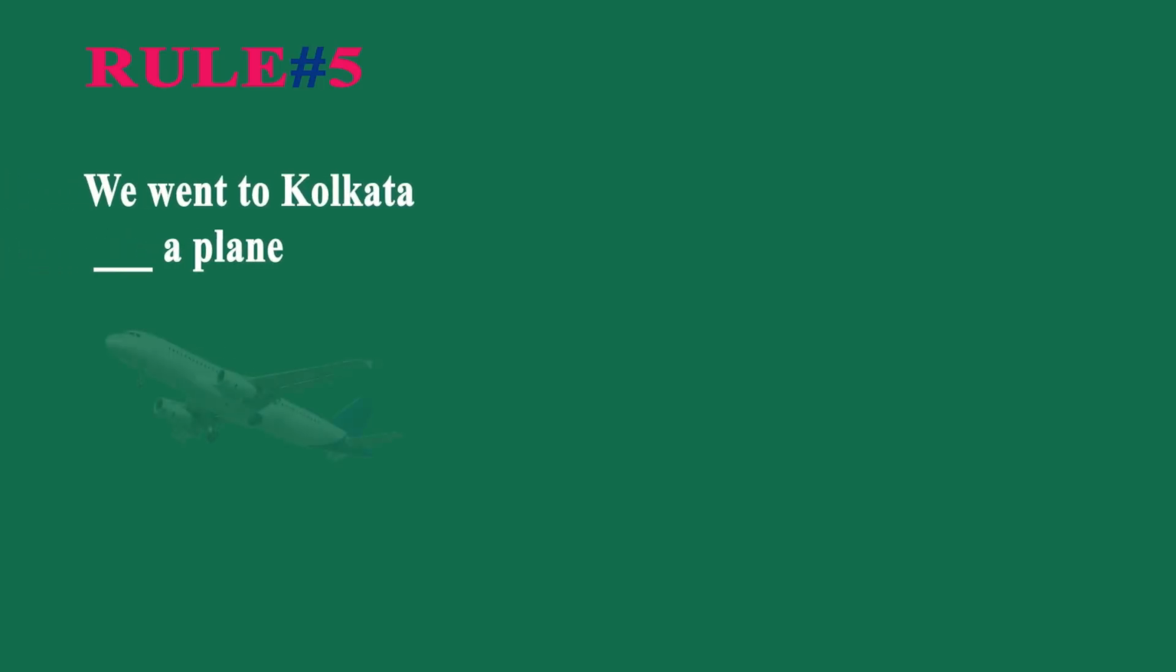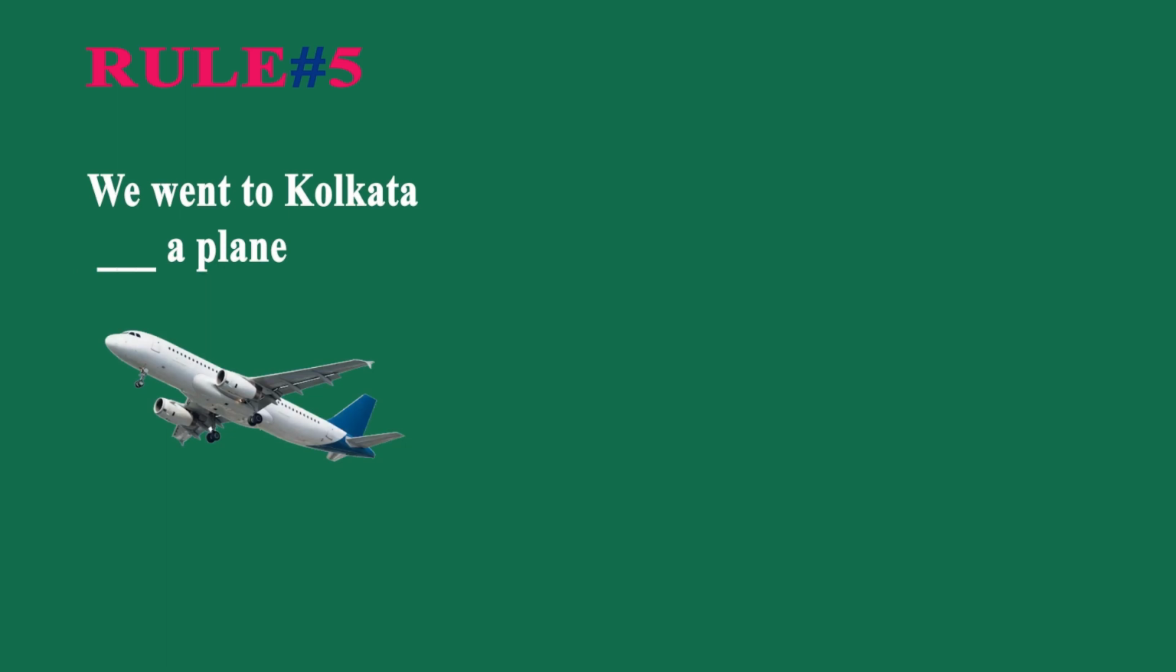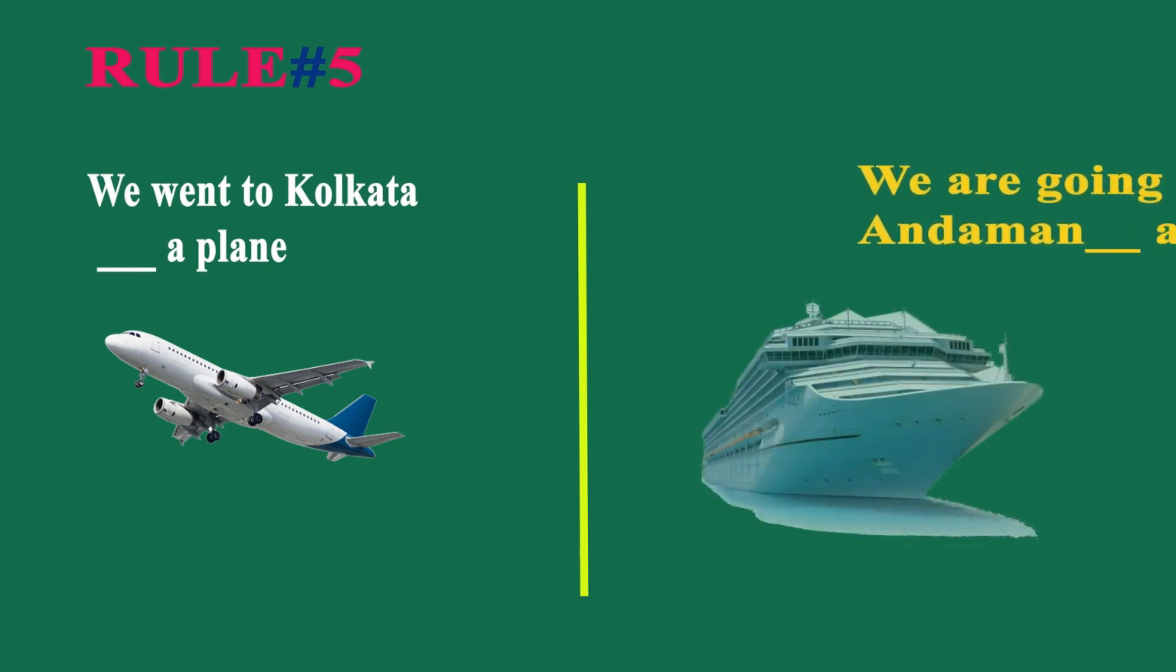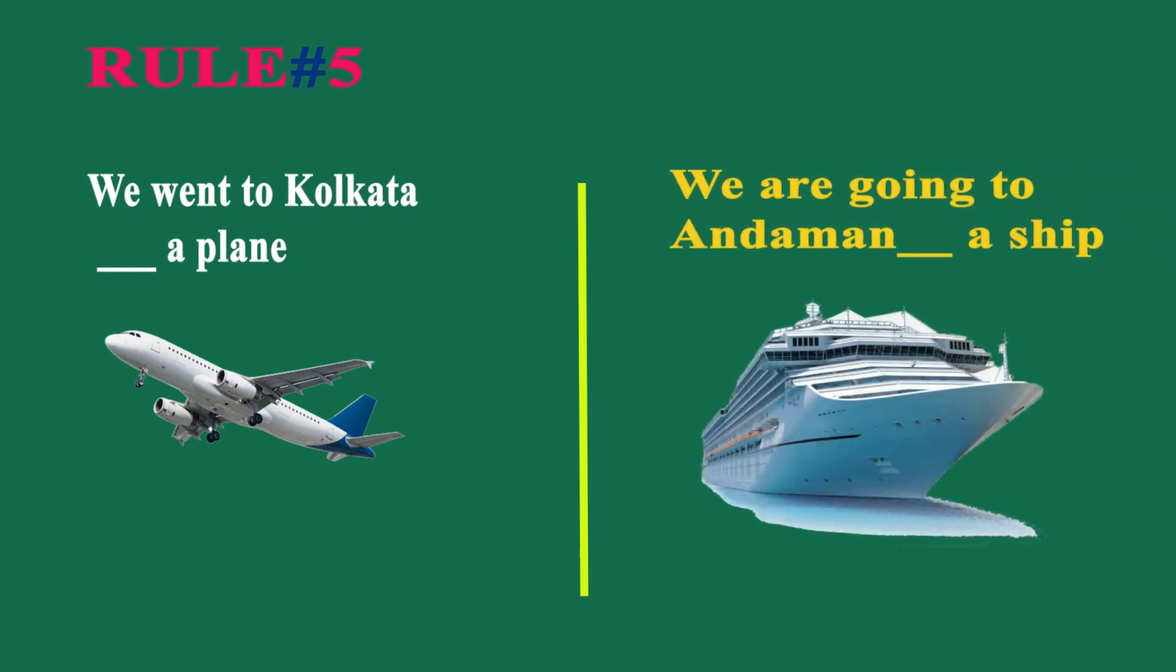Let's take some examples. We went to Kolkata dash a plane. This refers to a transport and we will use on. We went to Kolkata on a plane. We are going to Andaman dash a ship. This also refers to transport. So we are going to Andaman on a ship. So on is used for all kinds of transport.